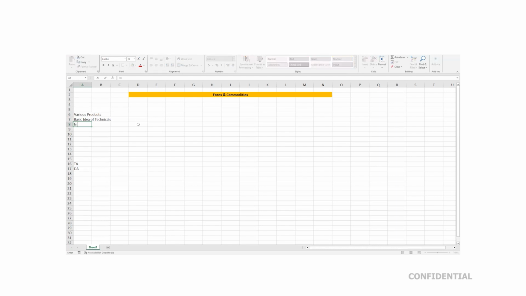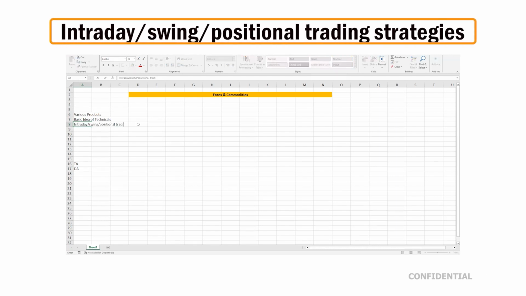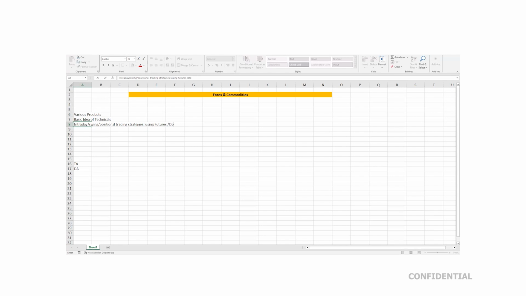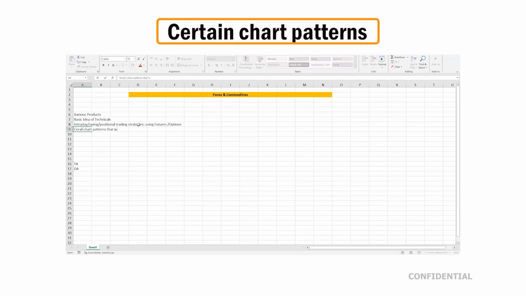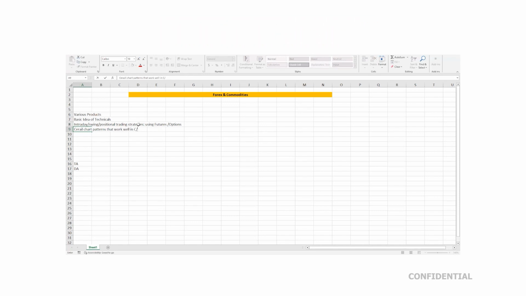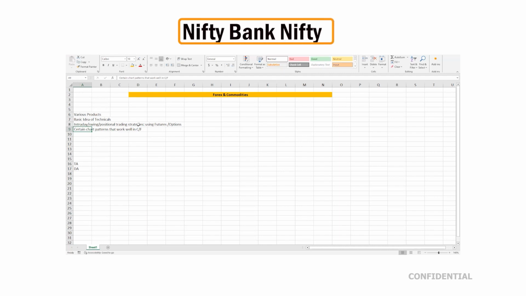Then we will make some intraday, swing, or positional trading strategies. These can be applied using futures or options. Then we will talk about certain chart patterns that work well in commodities and Forex. I will not be talking about the equity markets here, but to show you certain good examples, I might take examples from Nifty, Bank Nifty, just to show you something, but eventually the discussion would boil down to Forex as well as commodities.